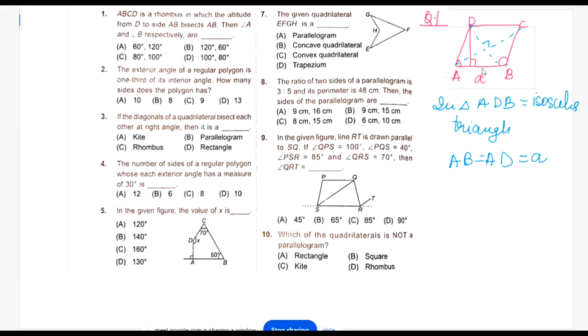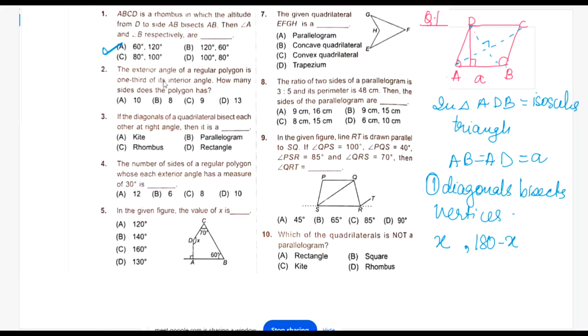So I will use the rhombus properties only here. The first property is that diagonals bisect the vertex angles. Suppose one angle is x, so the other angle will be 180 minus x. Seeing all the options, you will think that one will be 60 and the other will be 120, halved by the diagonal. You understand? Yes, sir.